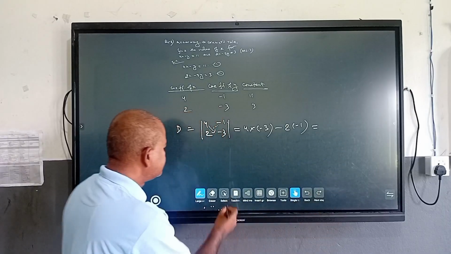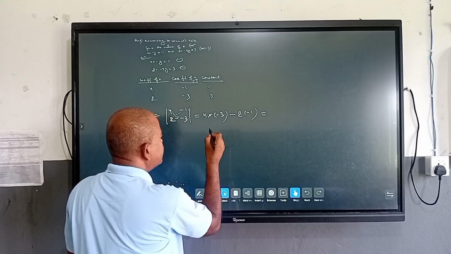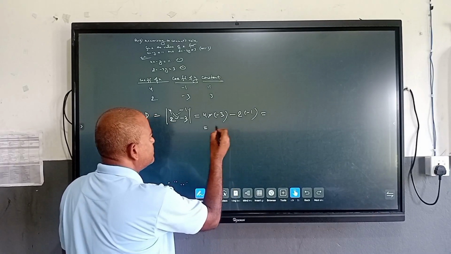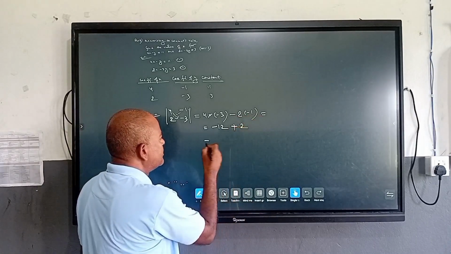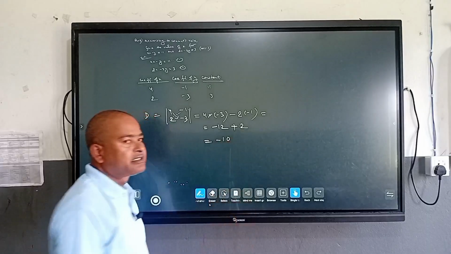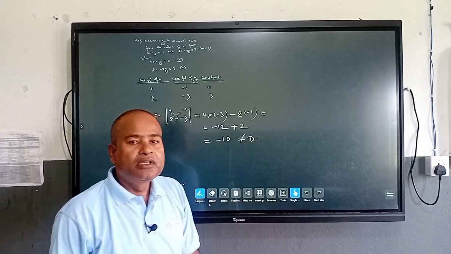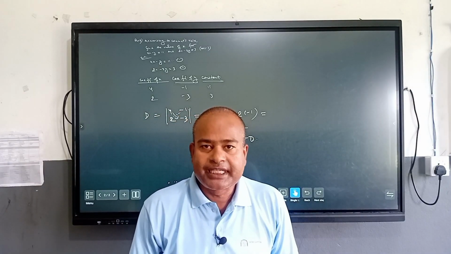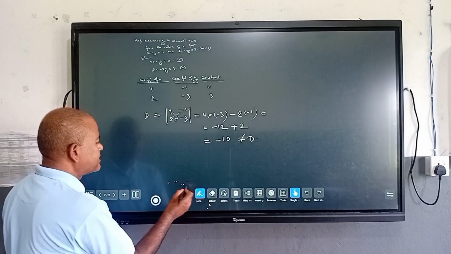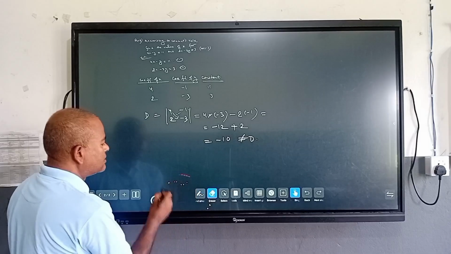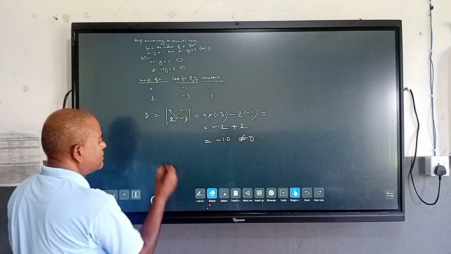So dear students, the value of D: 4 threes are 12, that means -12, and minus times minus, 2 ones are 2. -12 plus 2 we get -10. The value of D should not be equal to 0, otherwise the solution of the given equations does not exist. That means the given matrix should be a non-singular matrix. Dear students, now we are going to find the value of D1.